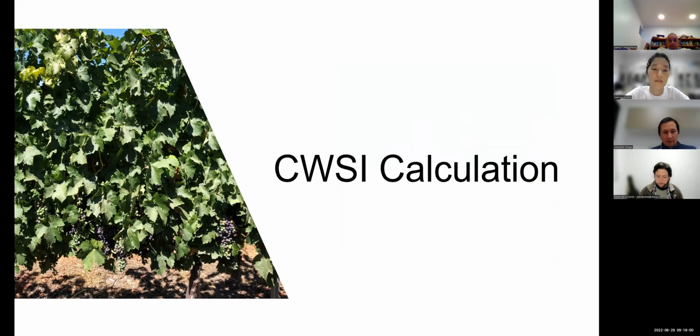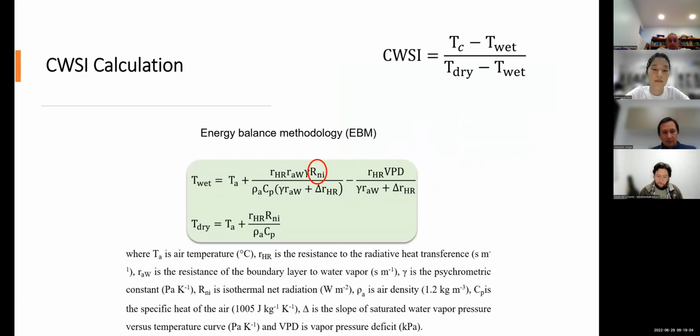And now to the calculation of the index. For this, we used firstly the main equation, which is the one above. And to determine the upper and lower limits of temperatures, or T dry and T wet, we used the energy balance method, which, as you can see, incorporates a lot of climatic variables.